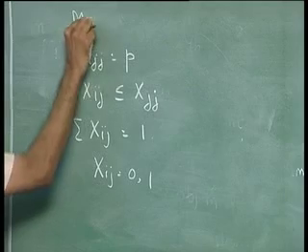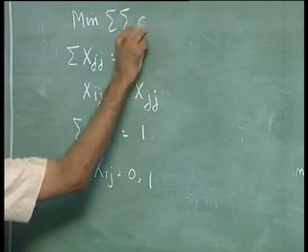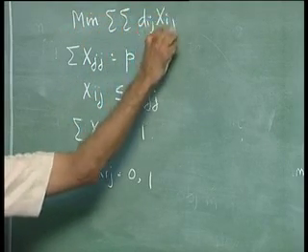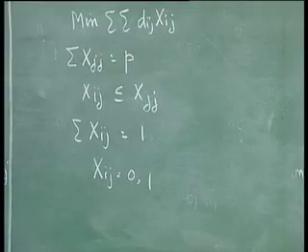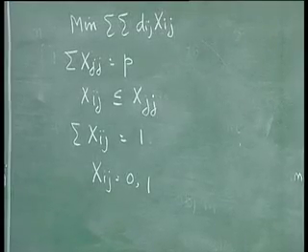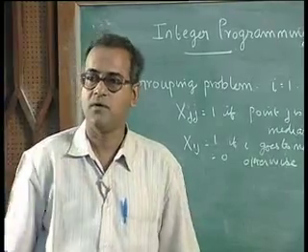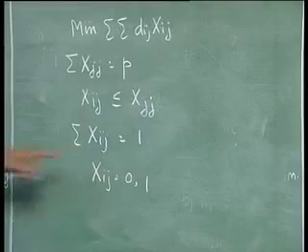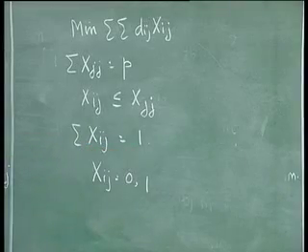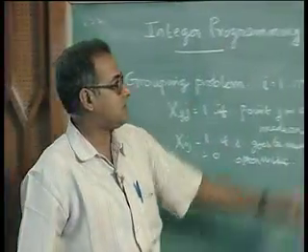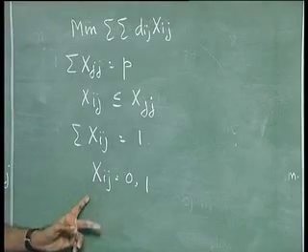and then you minimize double sigma dij xij, and your djj is 0. Distance between the point and itself is 0. So you assume that for the given 5 points you have a 5 by 5 distance matrix, okay, and if they are points here they will be symmetric, so you can define it that way. So you will get a formulation like this.